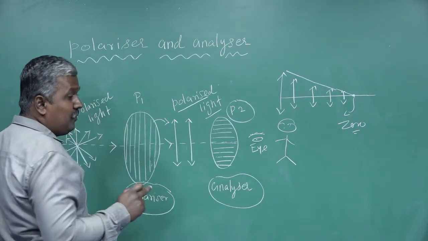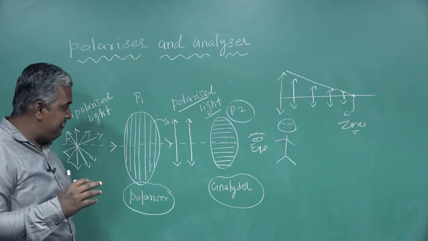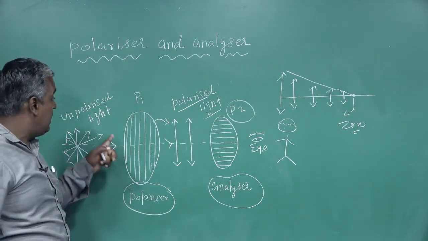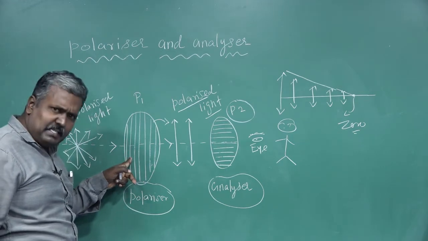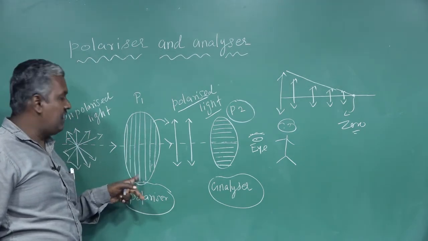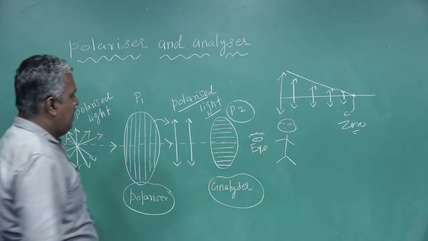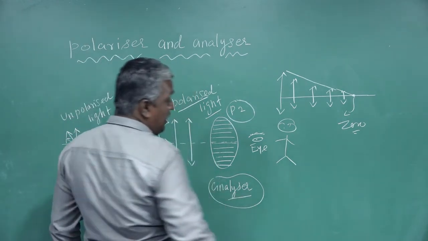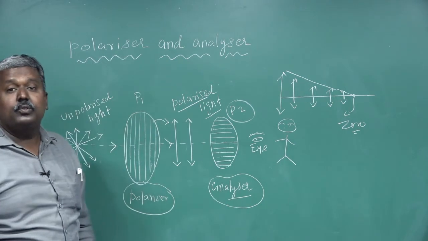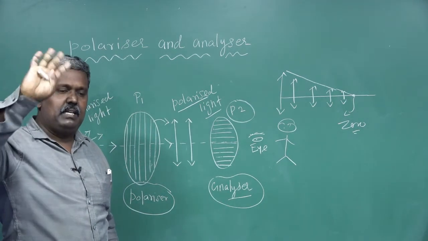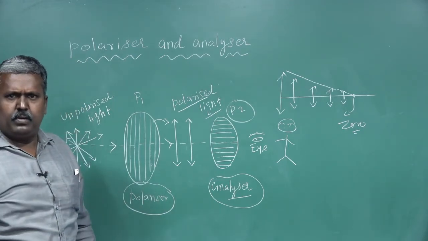But this is called a polarizer. What is the work of the polarizer? It converts unpolarized light into polarized light. That means the light is polarized by the polarizer. That's all. This is the analyzer, which is used to analyze whether the light is polarized or not.